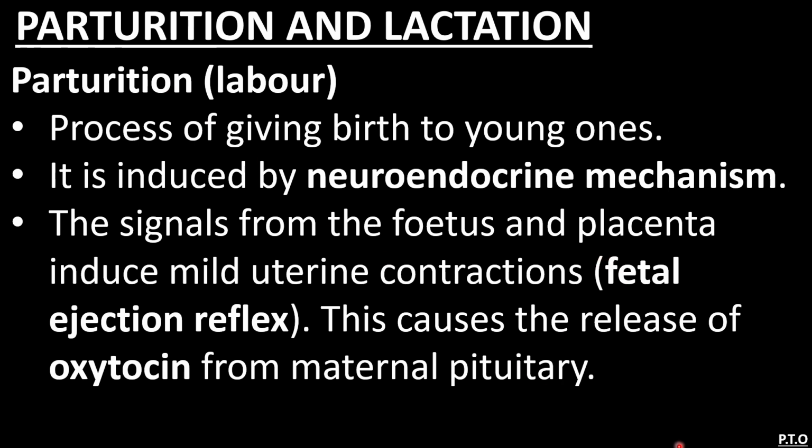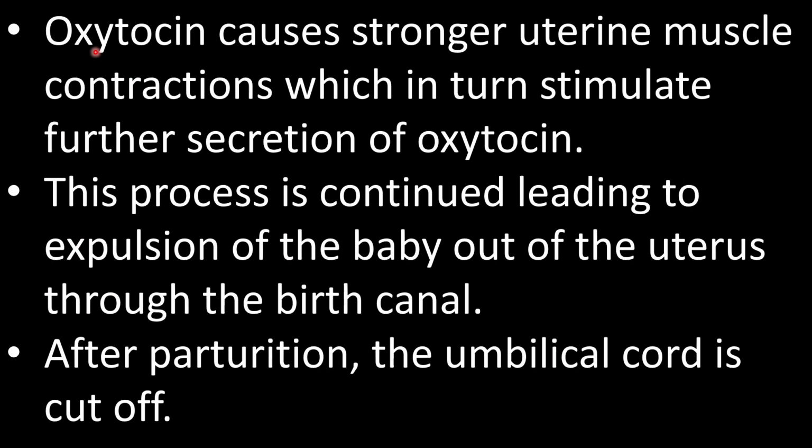It is childbirth. Here you can see the importance of oxytocin. This oxytocin causes stronger uterine muscle contraction, which in turn stimulates further secretion of oxytocin. This process continues, leading to the expulsion of the baby out of the uterus through the birth canal. After parturition, the umbilical cord is cut off.